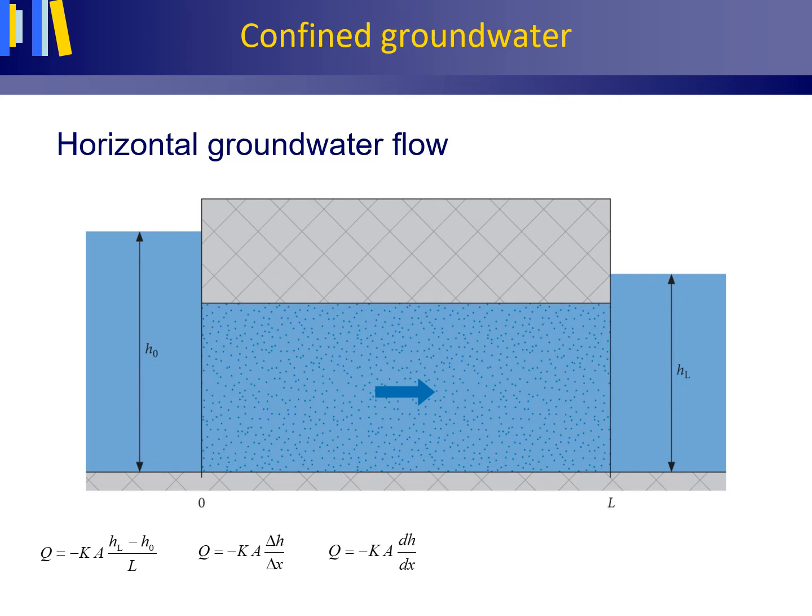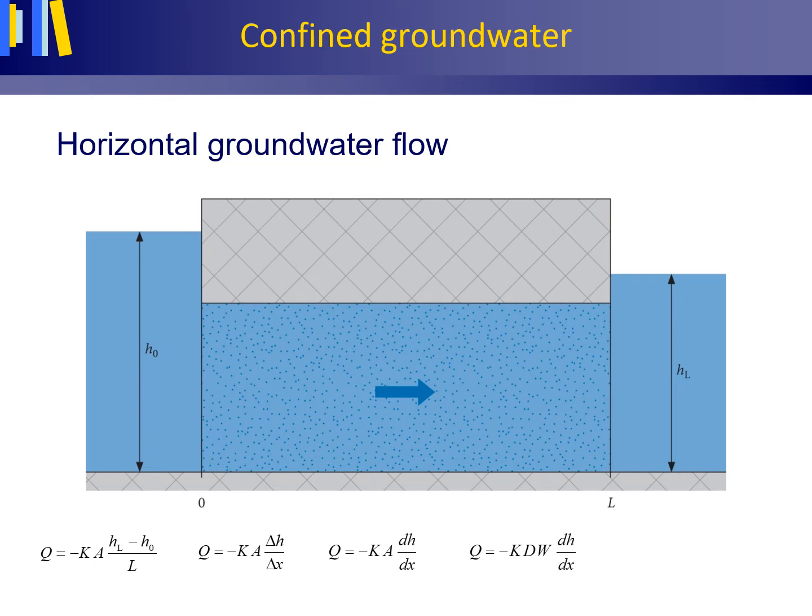As A is the saturated area perpendicular to the groundwater flow inside this confined aquifer, this area A equals the vertical depth of the aquifer, D, times the width W, which is the horizontal direction perpendicular to this cross-section, going into the screen. We can write that Q equals minus K times D times W times the hydraulic gradient dH/dx.